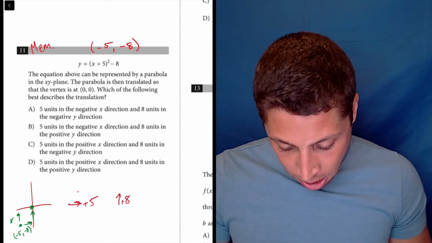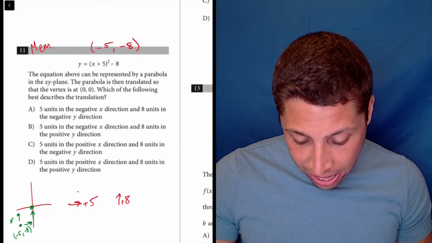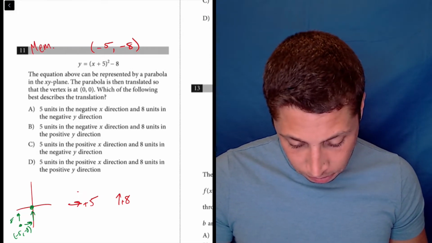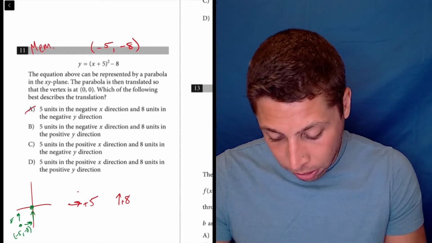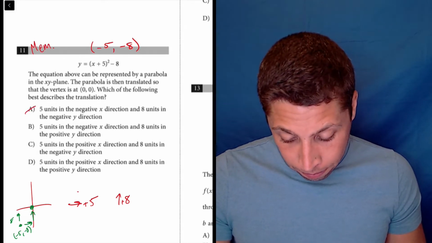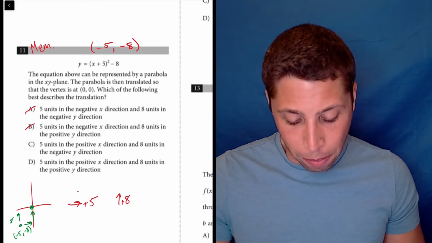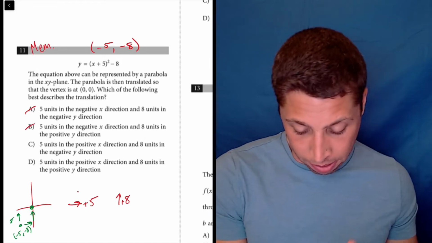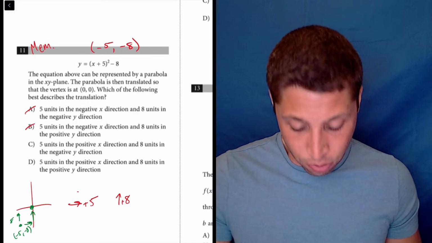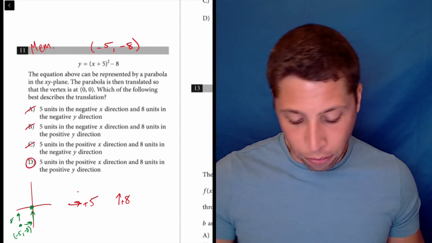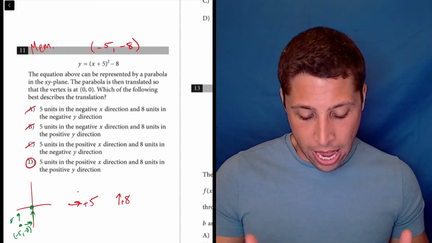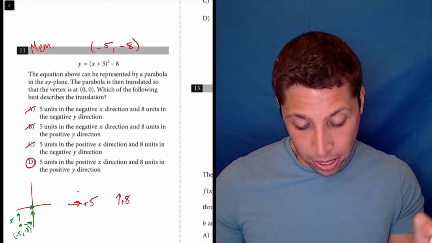Okay. So let's see how they describe it. 5 units in the negative x direction. No. And 8 units in the negative y. Now we're going up. 5 units in the negative x direction. No. 5 units in the positive x direction, yeah. And then 8 units in the negative y, no, it's got to be D. 5 units in the positive x direction, 8 units in the positive y, right? To the right and up, right?